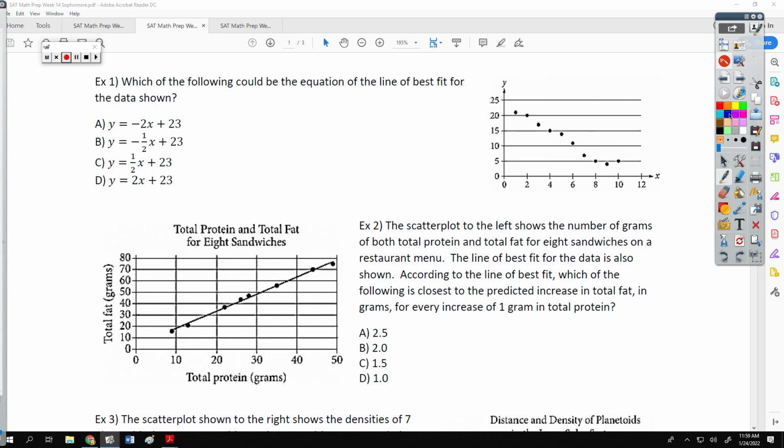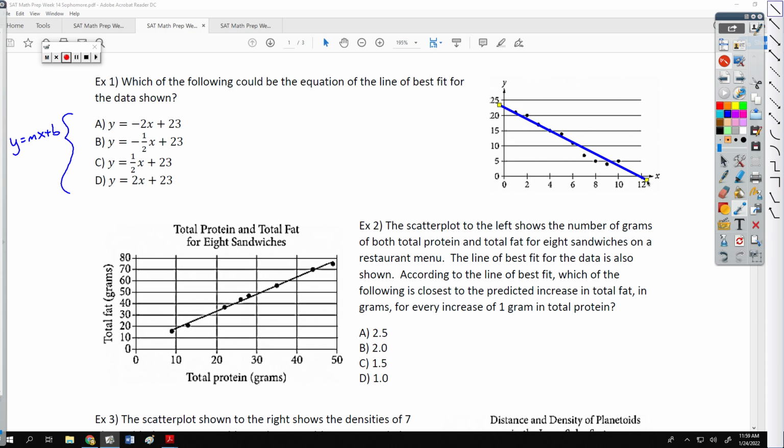We've got a scatter plot here, and it says, which of the following could be the equation of the line of best fit for the data shown? Now notice that all four answers are in slope-intercept form, y equals mx plus b, which means we need to look at this data and decide what the approximate slope and intercepts are. So the first thing would be, we need to take our straight edge and draw an approximate line of fit.